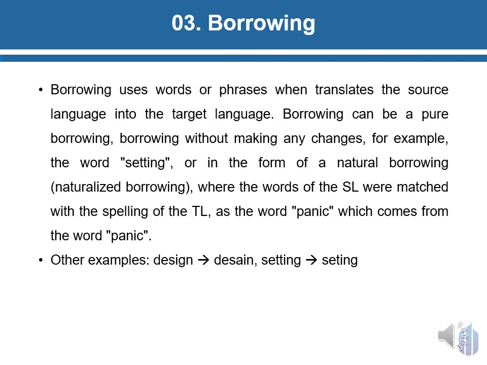Next, technique number 3 is borrowing. Borrowing is using words or phrases when translating the source language into the target language. Borrowing can be a pure borrowing without making any changes. For example, the word setting. We use the word setting, for example, in abstract translation. When you translate the research procedure, setting is translated into setting itself. Pure borrowing.